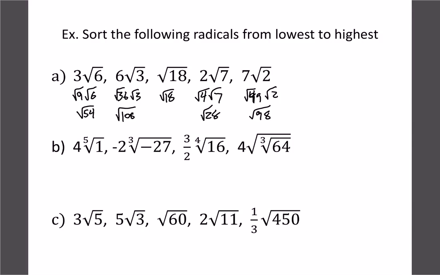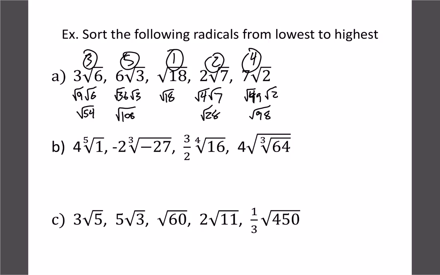The smallest one will be the smallest number, which would be root 18, then root 28, then root 54, then 98, and then 108 last. So that would be our order from lowest to highest. Okay, so it works the same, doesn't matter what the roots are.